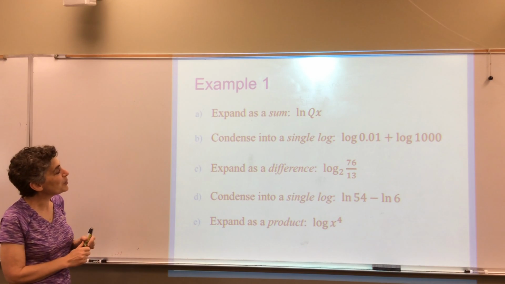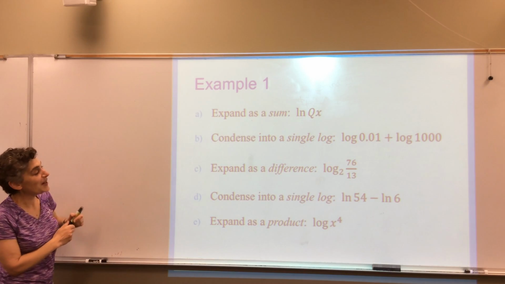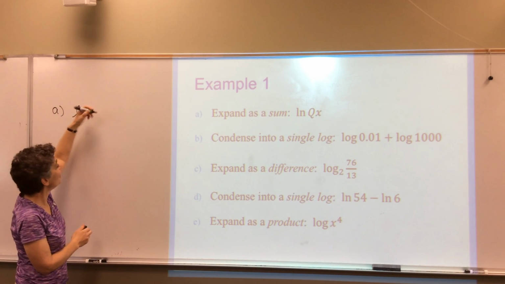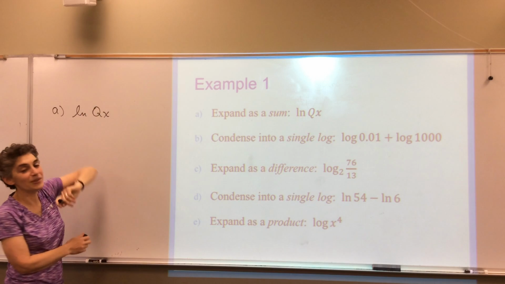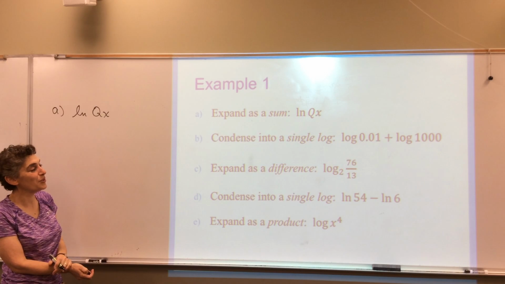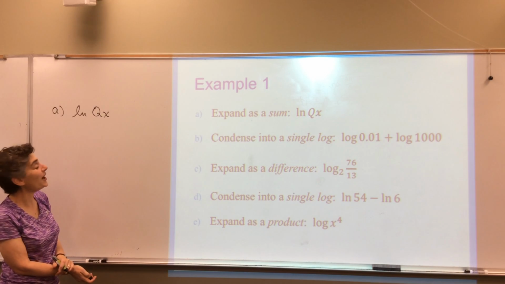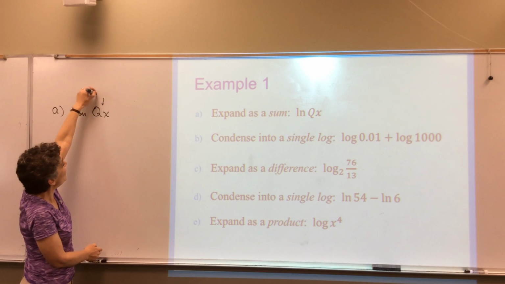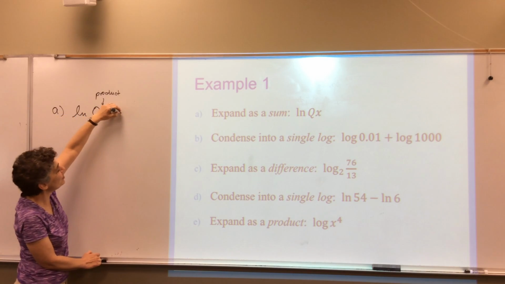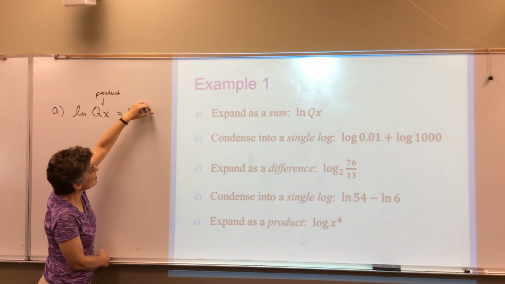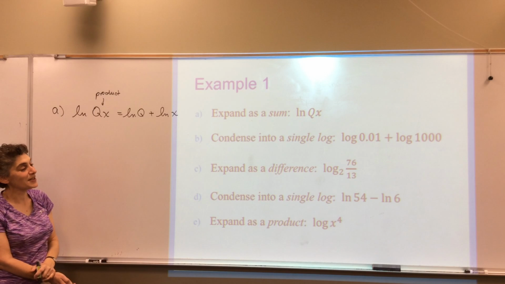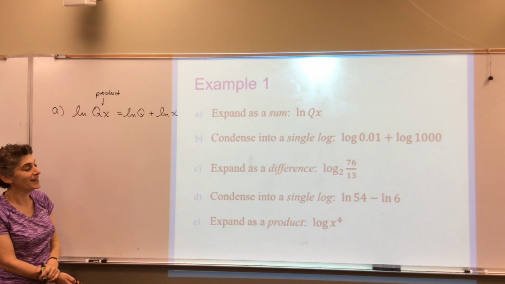So, example 1a, it says expand as a sum. We have a natural log of qx, and that means q times x, right? In algebra, when two letters are multiplied together and next to each other, we assume they're multiplied unless we have a symbol in between indicating they're added or subtracted. So that's a product, and the product law says we turn a logarithm of a product into two logarithms, one of each factor of the product, and add them together. So that's the expanded sum in letter A.